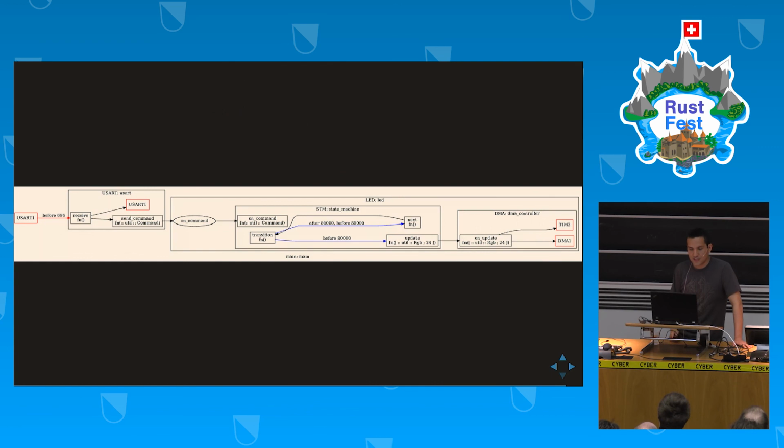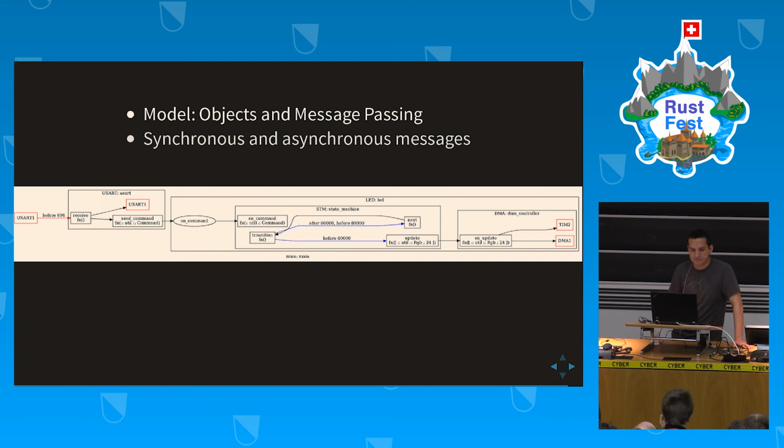which kind of look like this. Yeah, I guess you won't see that very well. But in this case, we have a different model. We'll move to objects instead of resources. And we use message passing as a means of communication between these objects. So in this example, we have three objects. And each one can pass information to the next one using message passing. So we have both synchronous and asynchronous messages in this framework. And an asynchronous message will be posted to a scheduler and will be executed later.